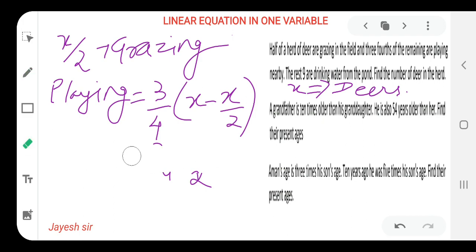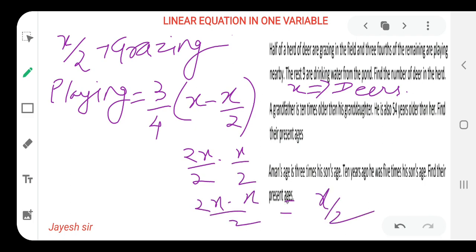So let's solve it in detail also. Here we will take the LCM, and then what will it become? 2x by 2 minus x by 2. Then it will become 2x minus x by 2. That would be x by 2 only.